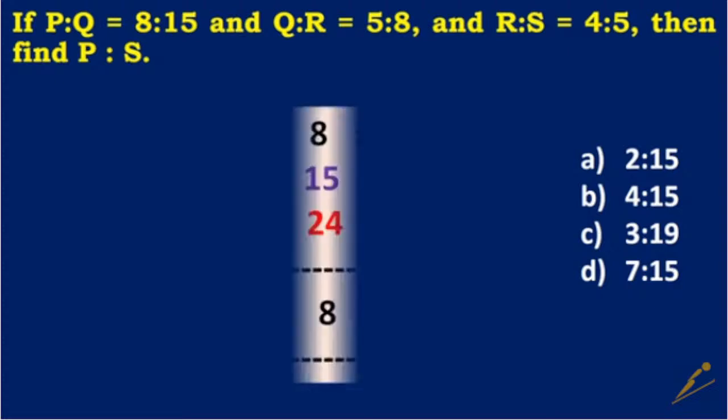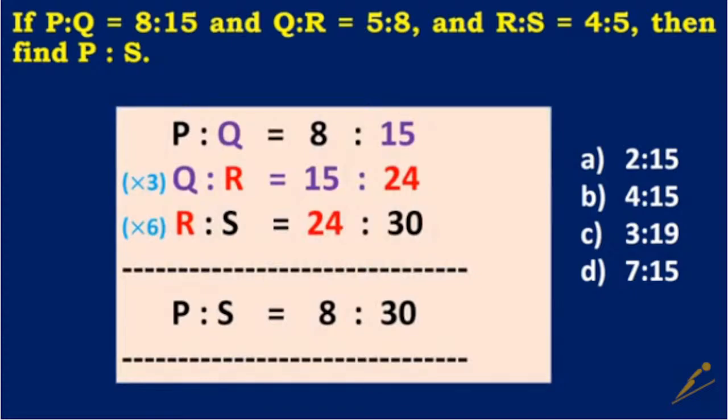Multiplying the second ratio by 3, so that the consequent of the first ratio should be equal to the antecedent of the second ratio. Then the second ratio Q, R becomes 15, 24. Similarly, multiply the third ratio by 6. So, the consequent of the second ratio should be equal to the antecedent of the third ratio. Then the third ratio R, S becomes 24, 30. Therefore, P, S is equal to 8:30.